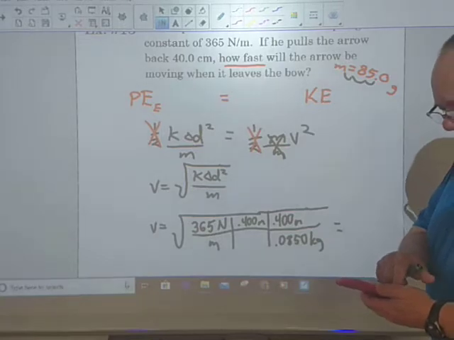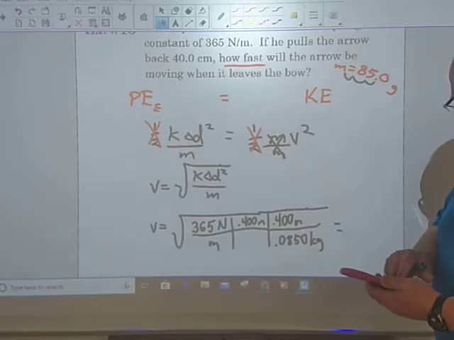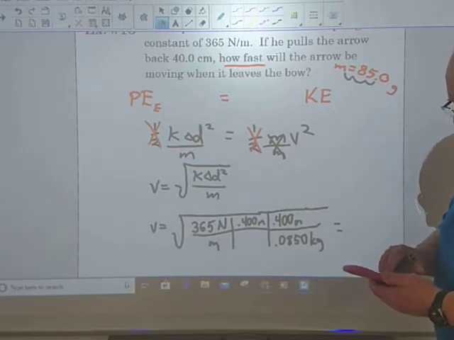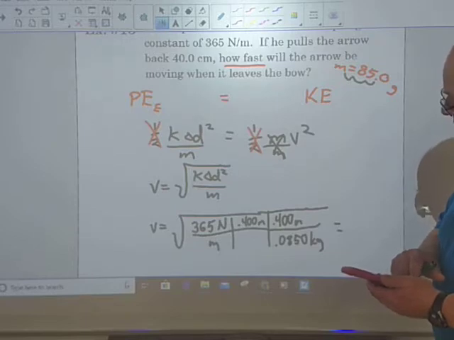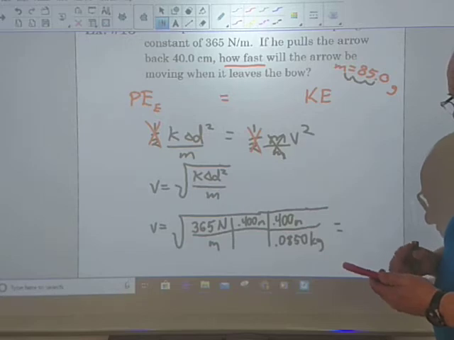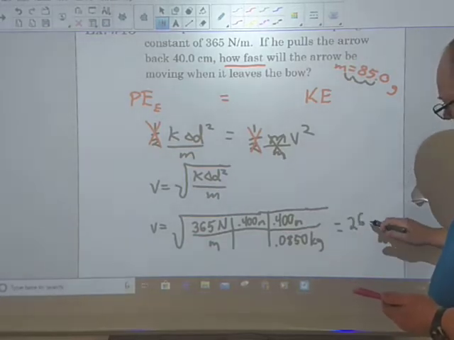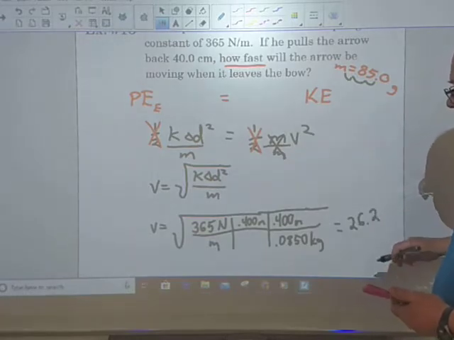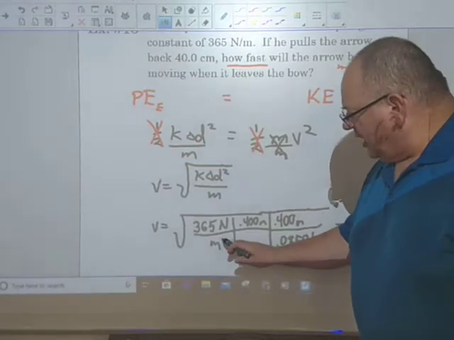So we've got the square root of (385 times 0.4 times 0.4 divided by 0.0850) equals 26.2. I should go through and try to double check my labels.